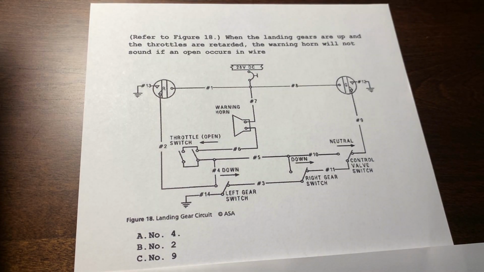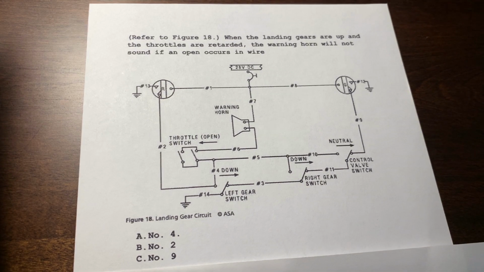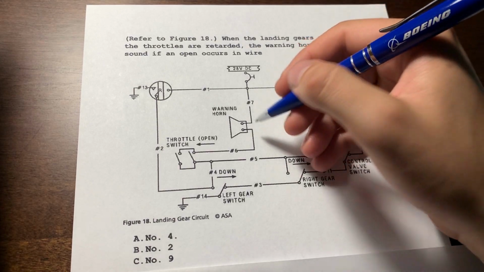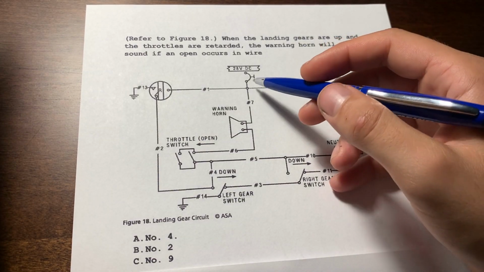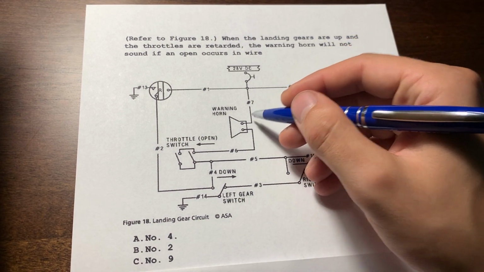When the landing gears are up and the throttles are retracted, the warning horn will not sound if an open occurs in wire. So we have 4, 2, and 9. So we have the warning horn. A warning horn needs power and ground. So it already has power consistently coming into it through wire 7.